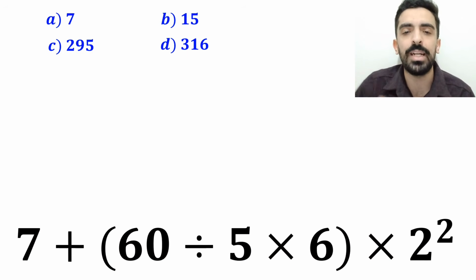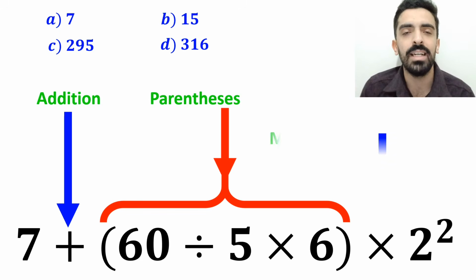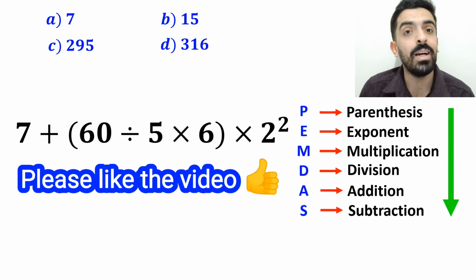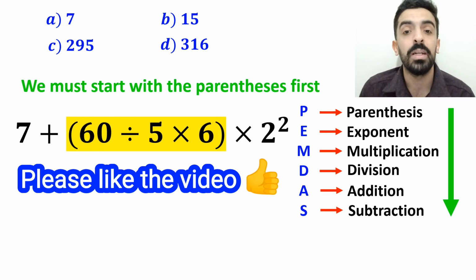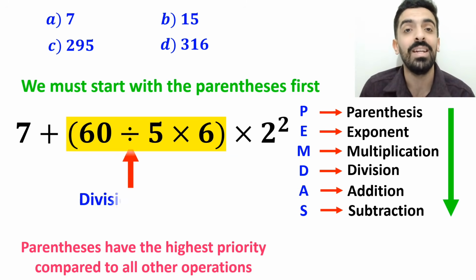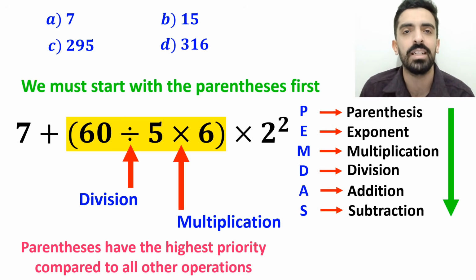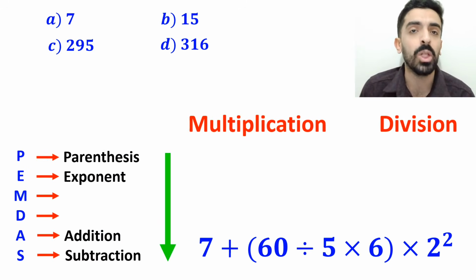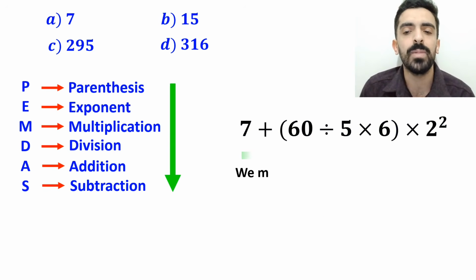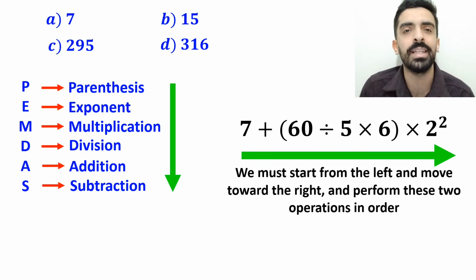Okay, as you can see in the image, in this expression, first we have an addition sign, then parentheses, after that we have a multiplication sign, and finally an exponent. Okay, we must start with the parentheses first, because parentheses have the highest priority compared to all other operations. And inside the parentheses, first we have a division sign and then a multiplication sign. It's very important to remember that multiplication and division are at the same level of precedence. In this situation, we must start from the left and move toward the right, performing these two operations in order.